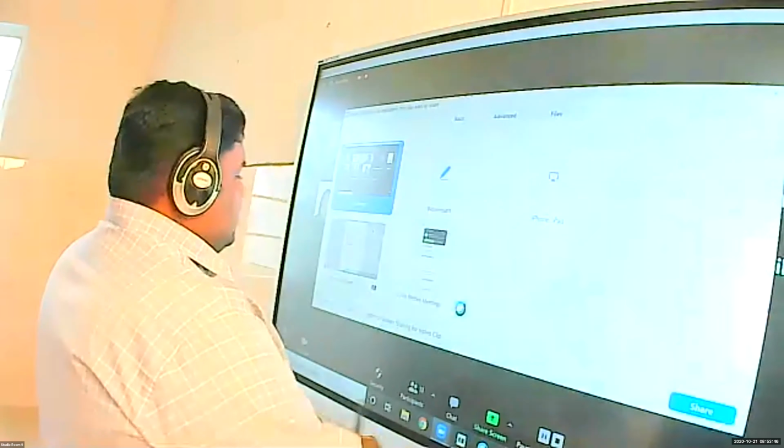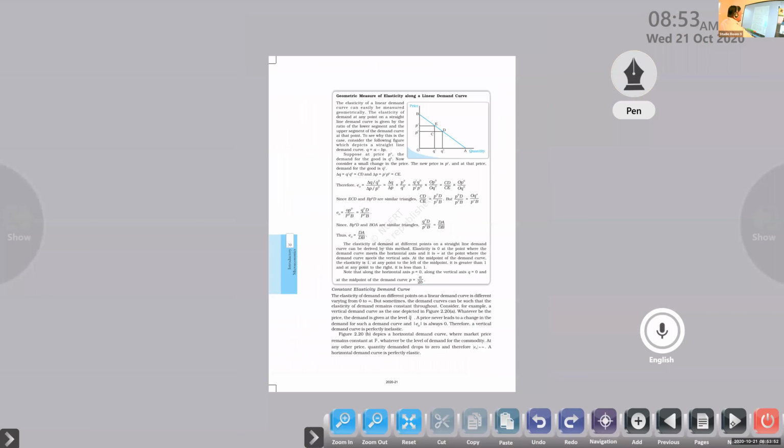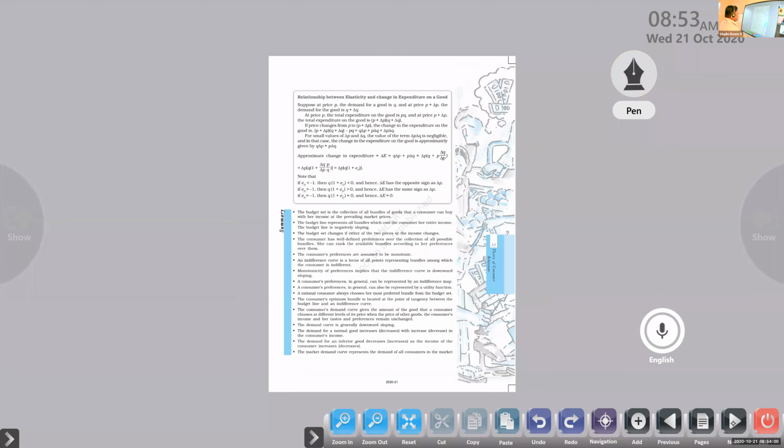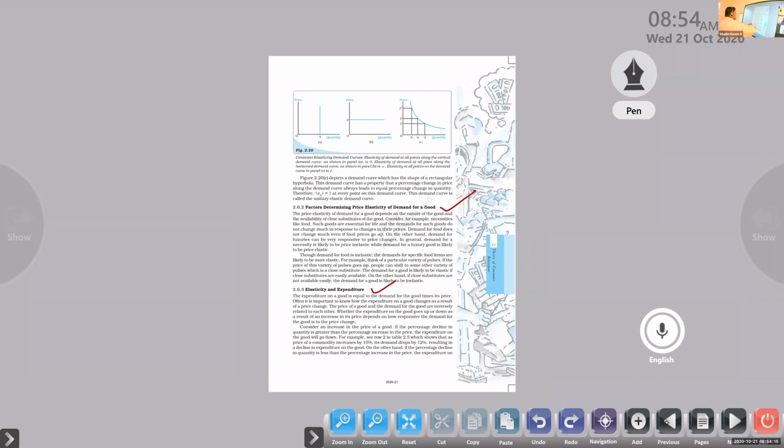Don't worry. One or two things we want to complete from this chapter: factors determining the price elasticity of demand for a good, and elasticity and expenditure. You first want to complete the linear equations, then we will finish this chapter. I will give one more chance before the next class: learn what is meant by linear equations. Two more topics are pending in this chapter: linear equations, elasticity of demand, and the other factors determining elasticity in expenditure.